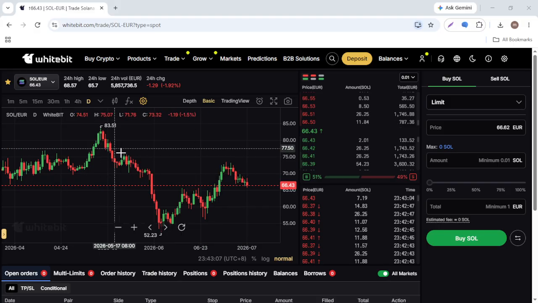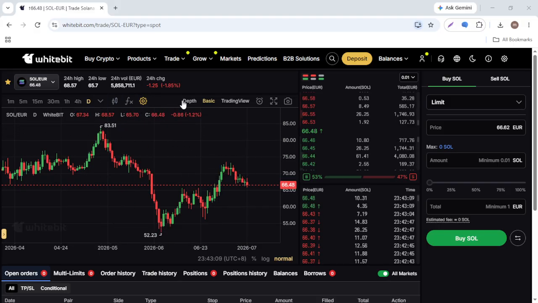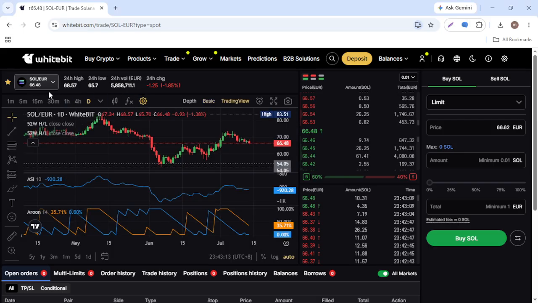On the WhiteBIT trading page, locate the TradingView chart for the trading pair you're viewing. Any indicators you've added will appear either directly on the price chart or in separate panels below the chart, depending on the type of indicator. To remove an indicator, first locate its name.